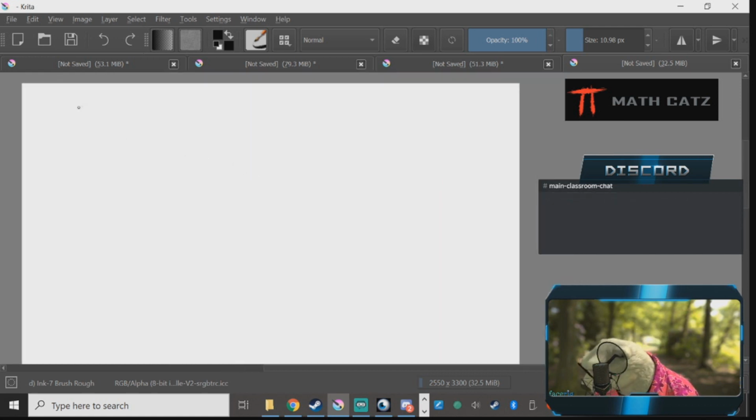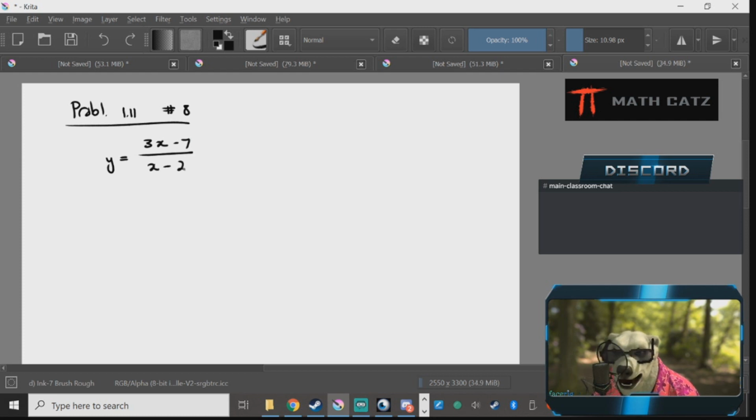And I want to do problem 111, number 8. And I'm not going to bother showing it. I'll just show you here. It's 3x minus 7 over x minus 2. All right. Now here is the pickle with this. There are x's in the top. Well, there's an x in the numerator.